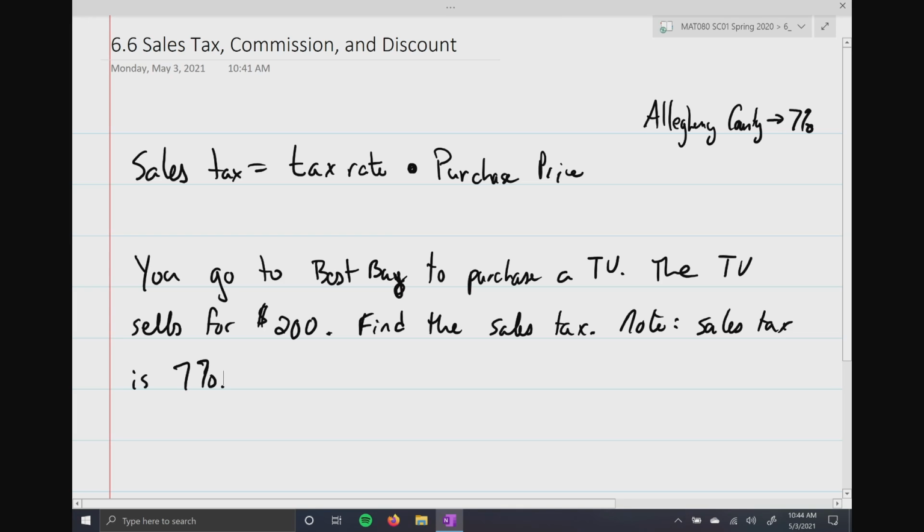Now, I was just looking at TVs over the weekend because I would like to purchase a TV for my porch outside. Because Molly, we like to watch TV outside at night.